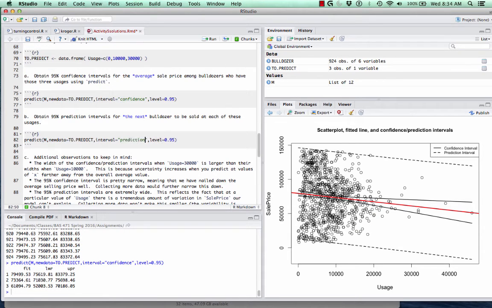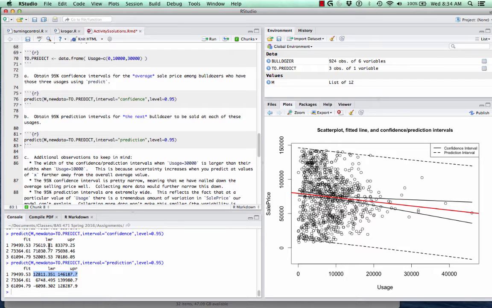So interval equals prediction. And so when I run this, same point estimate, because I get the same estimated value just plugging in usage into the equation as I did for the average. But you'll notice that the 95% prediction intervals are phenomenally wider than the confidence intervals for the average. Predicting an individual is a lot harder.